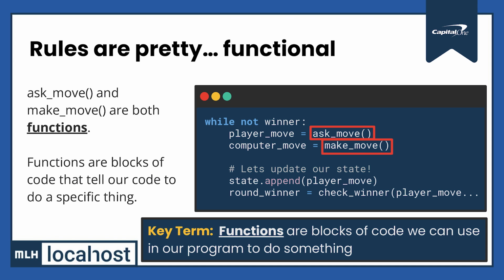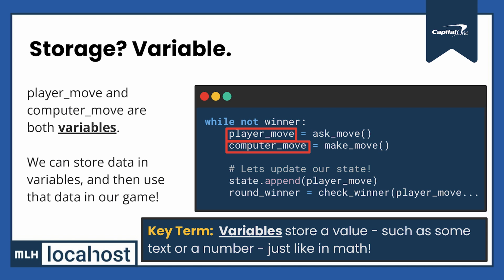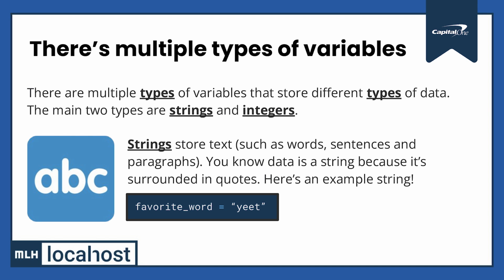Now, we've also got player move and computer move, and player move is set to equal whatever ask move is equal to, and computer move is set to equal whatever make move is equal to. Both player move and computer move are variables. Variables let us store a piece of data, and then we can go and use that piece of data inside our game. You should know that there are multiple different types of variables that store different types of data.